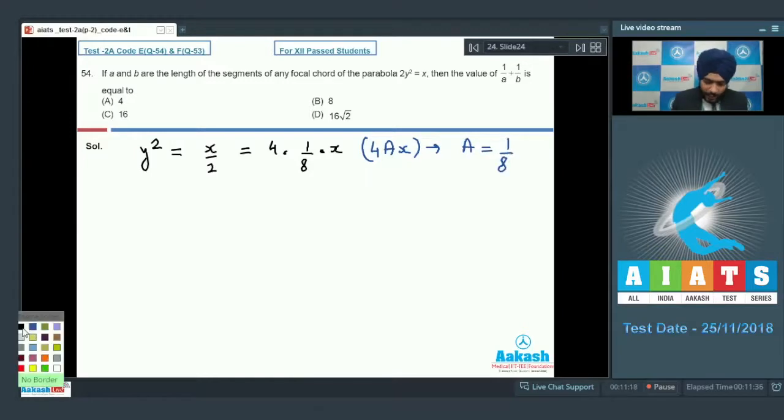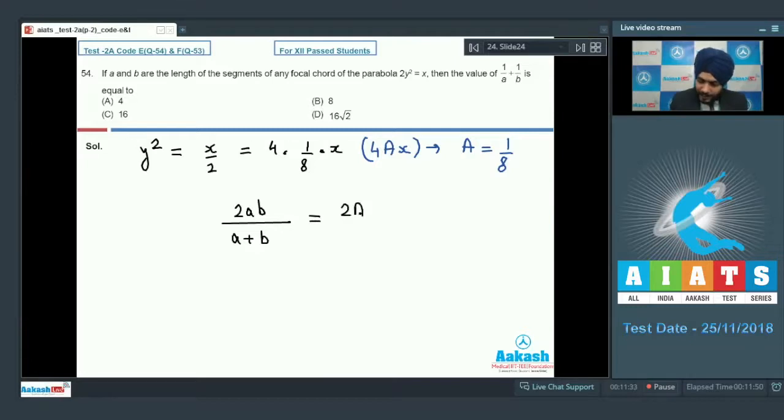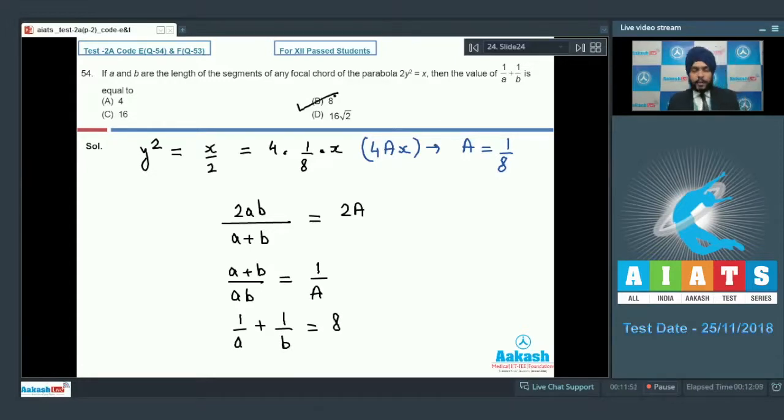Now students, it is a standard result. If a and b are the lengths of the segments of any focal chord of this parabola, then the harmonic mean of the lengths of the segments is equal to the semi-latus rectum, that is 2a. So I need 1 upon a plus 1 upon b. That will give me (a plus b) by ab is equal to 1 divided by a. So that means 1 by a plus 1 by b is equal to 8. Okay, we have option number B as the correct choice. Fine. Let us move forward to the last question of this section.